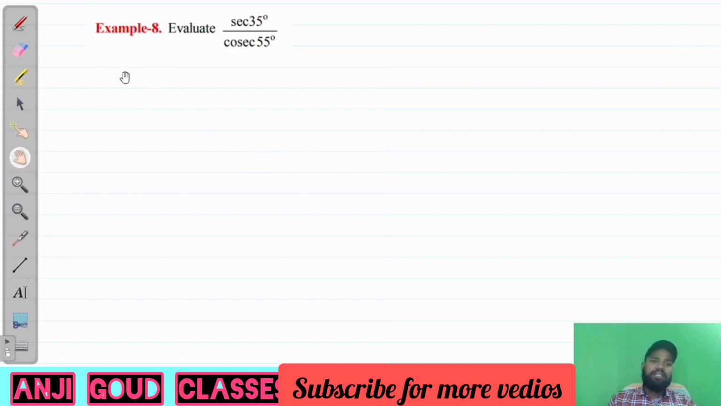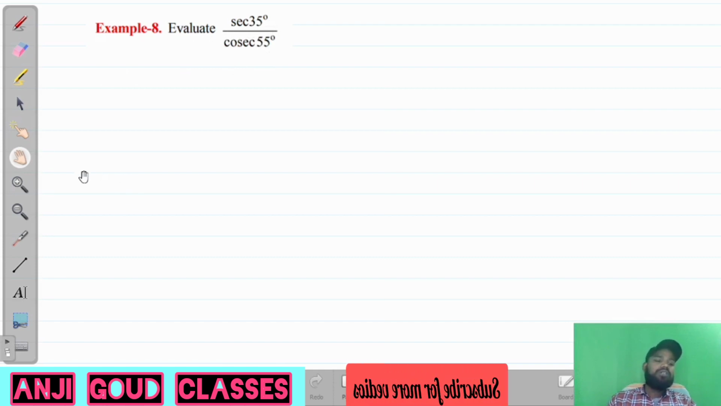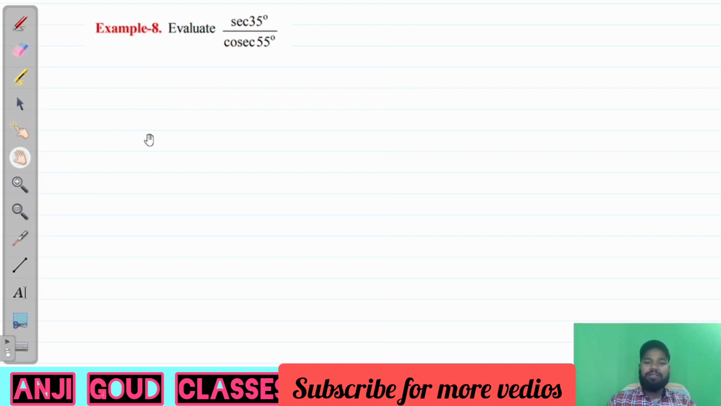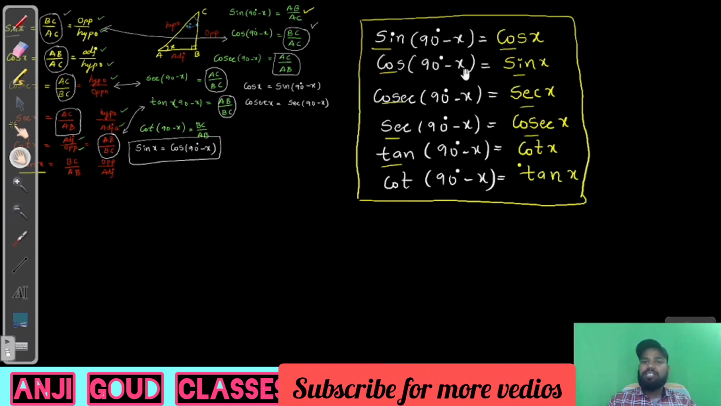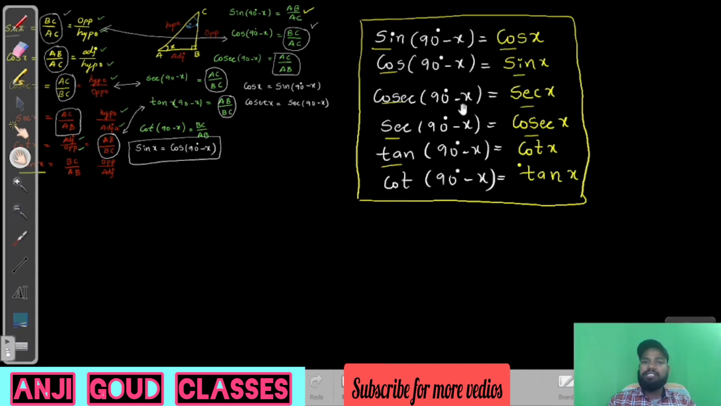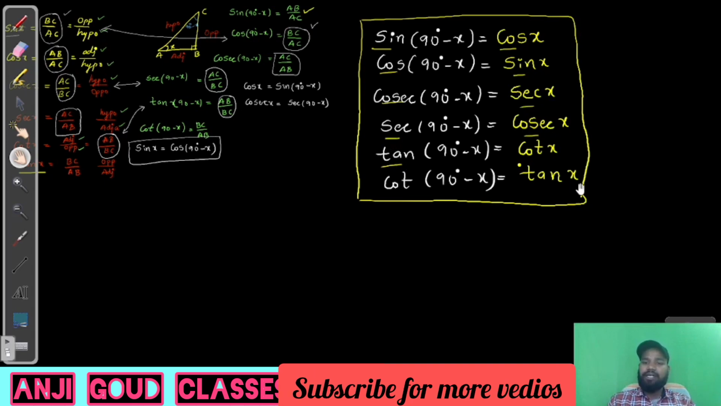What is example 8 given here? Example 8 is: evaluate sec 35 degrees by cosec 55 degrees. Don't get confused here, it is very easy, if you apply one simple logic that we learned in the previous class. These are the ratios for complementary angles: sin 90 minus x equals cos x, cos 90 minus x equals sin x, cosec 90 minus x equals sec x, sec 90 minus x equals cosec x, tan 90 minus x equals cot x, cot 90 minus x equals tan x. Just apply these formulas and you will solve the problems.